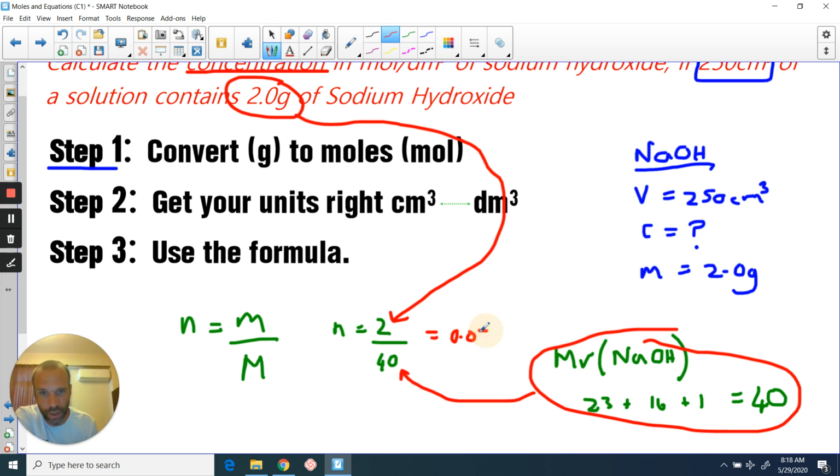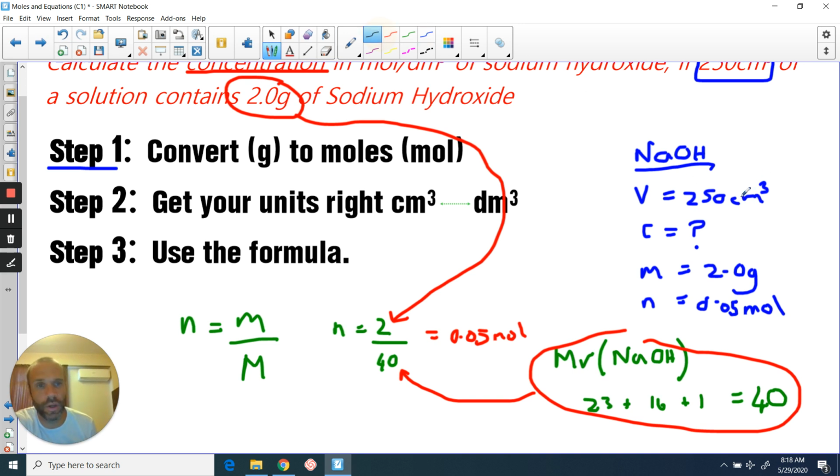We've got 0.05 mole. And then we know the number of moles of sodium hydroxide, so I'm going to add it to the data here. I can put mole, or I can put n, sorry. n really would be the symbol I should be using there, because that's what we've been using all along. So n equals 0.05 mole.